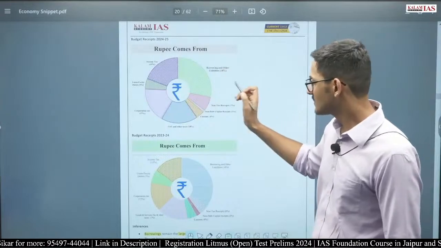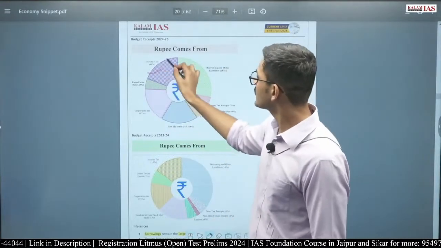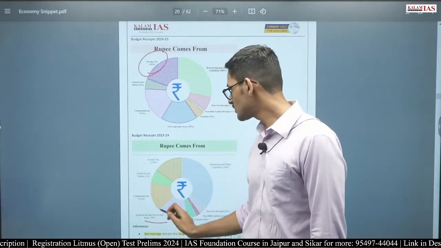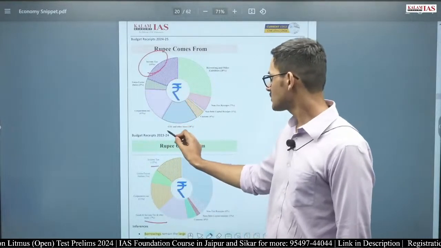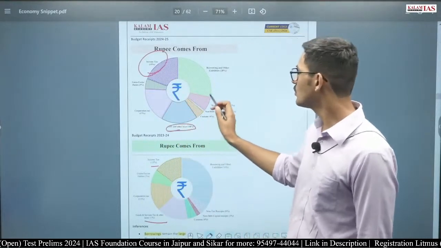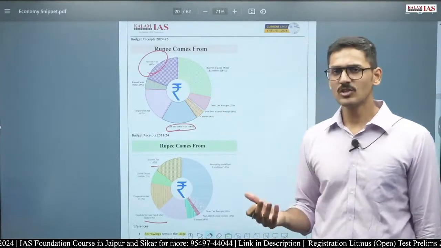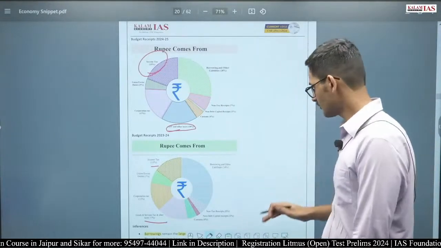After that, the second biggest part is income tax. Last year it was GST. Income tax was less than GST last year, but this year income tax is more than GST. So income tax has become the biggest source of tax revenue, or the second biggest source after the borrowings and other liabilities for the government of India.